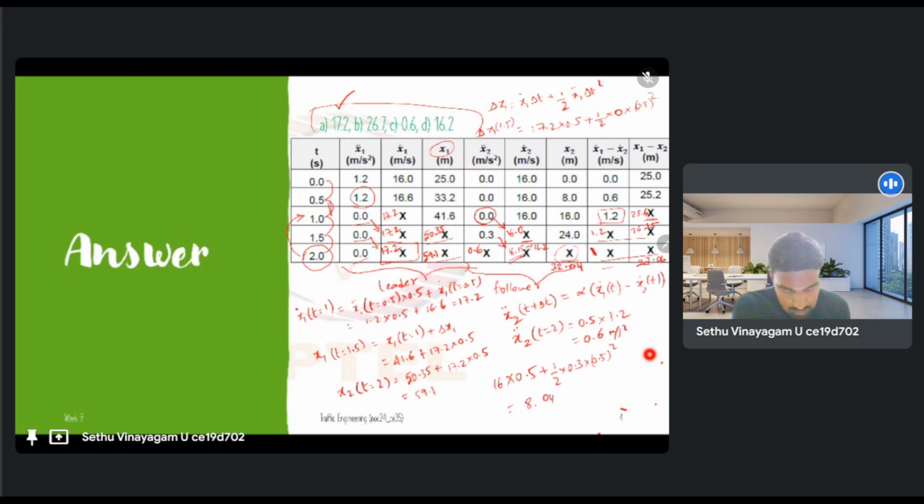So we fill in the position, speed, and acceleration for the leader as well as the follower. For the leader we don't need the car following model because the leader is not following, right?